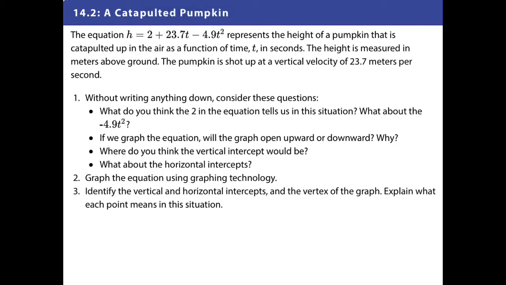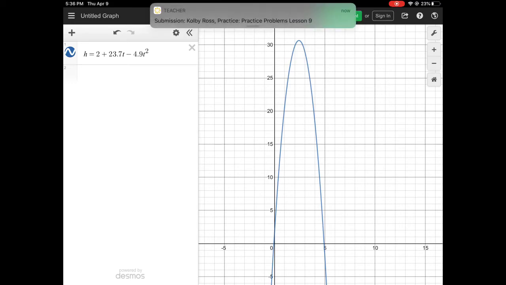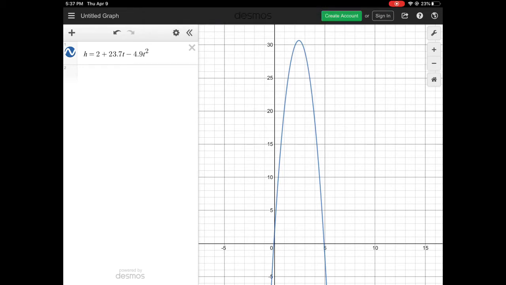So number 2, graph the equation using graphing technology. I went to Desmos and graphed it, and this is what it shows us. 3, the vertical intercept is (0, 2). It tells us that the pumpkin's initial position is 2 meters above ground. The graph intersects the horizontal axis around negative 0.8 and 4.9.